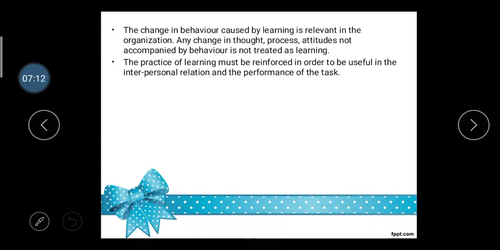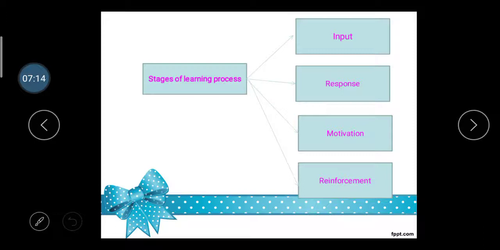Of the person's behavior. Then after stages of learning process, so mainly four stages of the learning process. First one, there are the input. Input means what? The input to learning is desired for the quest for the learning. So it serves as a stimuli.